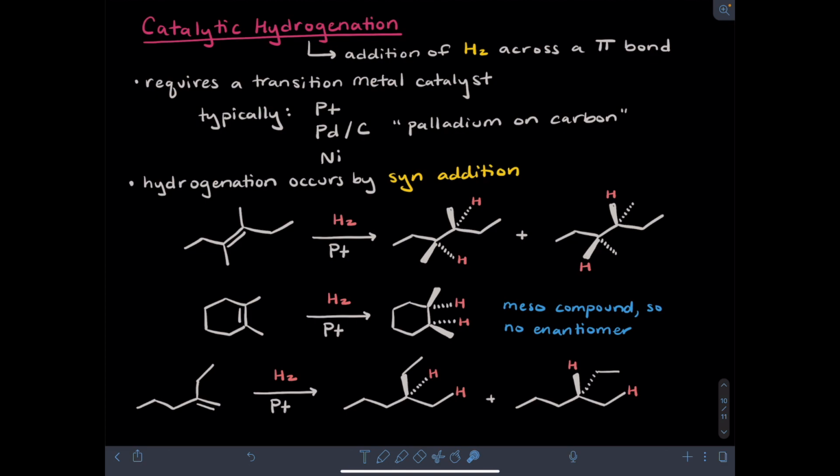Alright, so in summary, today's video talked about two reactions that lead to syn addition. One of these is hydroboration-oxidation, which results in anti-Markovnikov addition of H and OH groups to an alkene. And the other reaction is hydrogenation, the conversion of an alkene into an alkane by addition of hydrogen across the pi bond of the alkene.